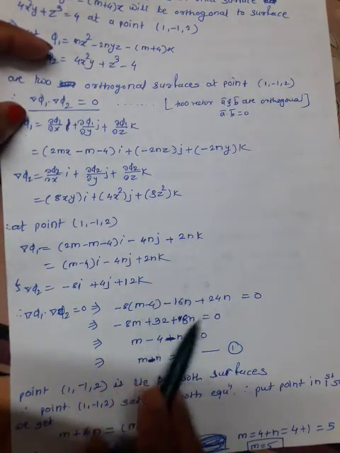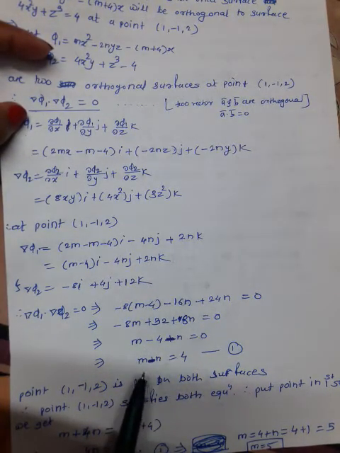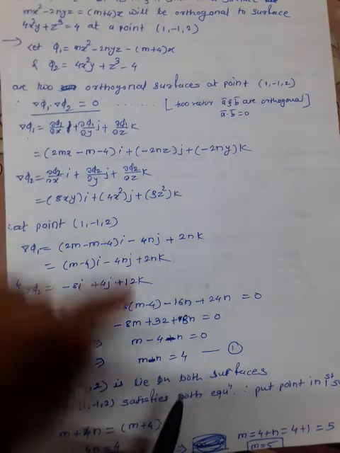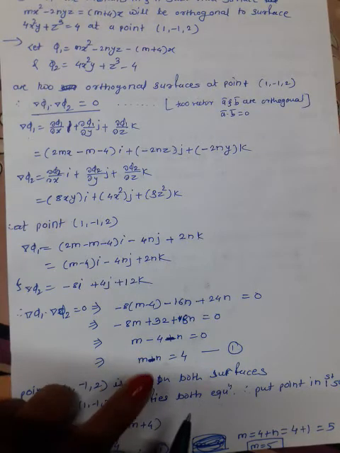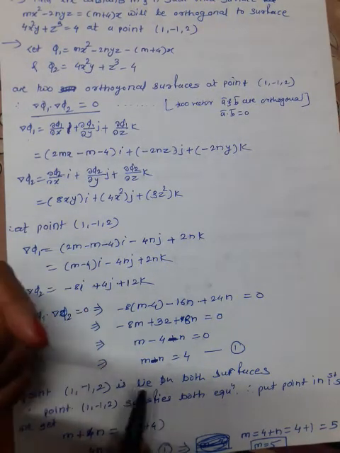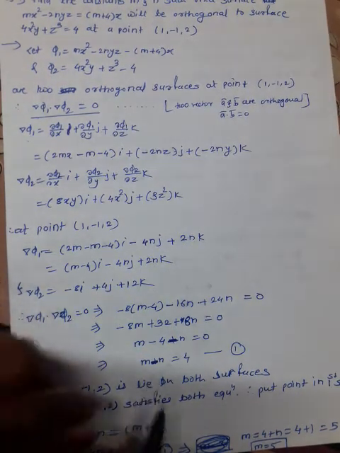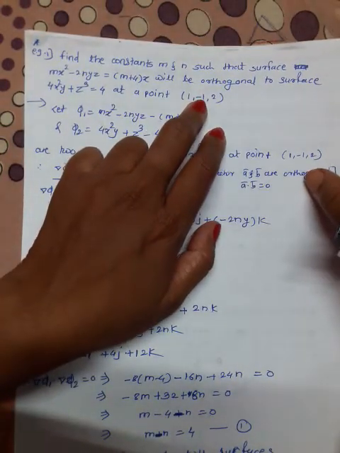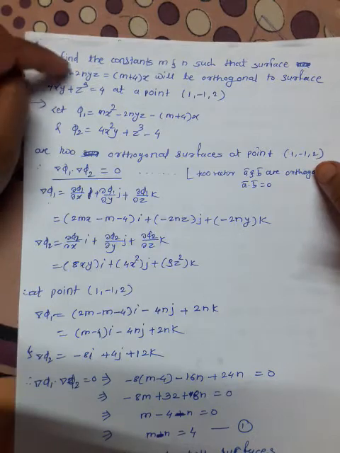Solving this equation, we get one equation in m and n, that is m minus n is equal to 4. Now to find the values of m and n, we need one more equation in m and n, right? So in the example, this point is given, which is commonly present on both the surfaces.